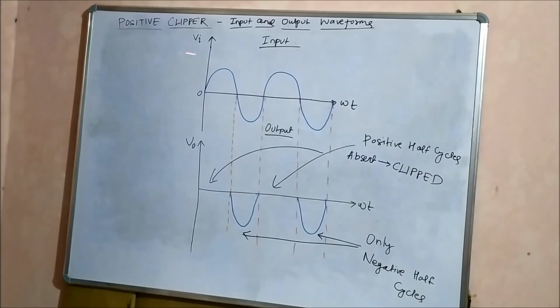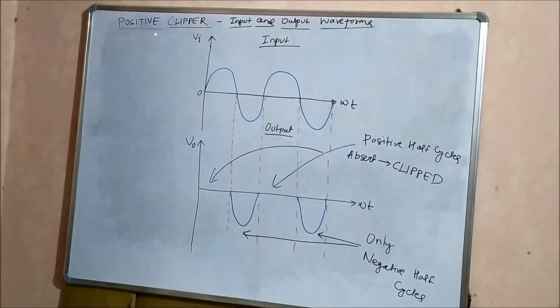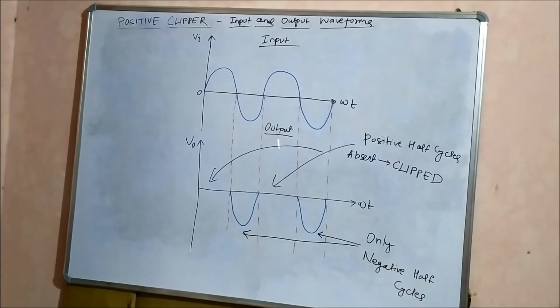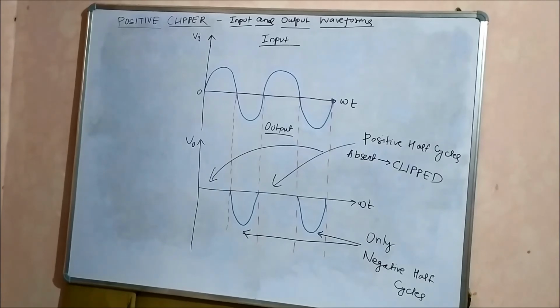That's why it is called a positive clipper circuit, because we are removing, clipping or cutting the positive half cycles from the input AC signal, and we only want the negative half cycles. So here we have discussed the positive clipper circuit. In my next video, I will discuss the negative clipper circuit, where we will clip or remove the negative half cycles of the input AC signal.